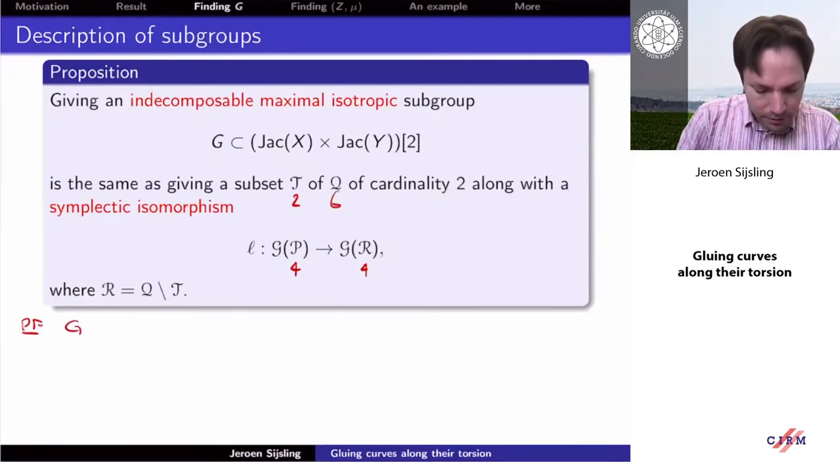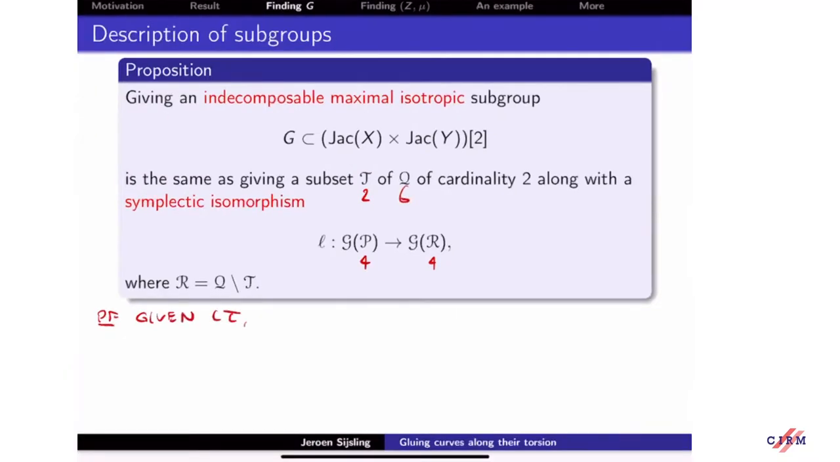Because it turns out that given such a structure, so T along with, let me call it L, G is the graph of the following. We'll take a function from Jac X[2] to Jac Y[2].